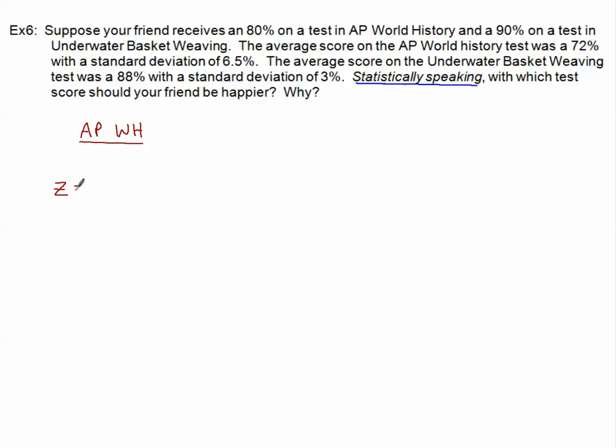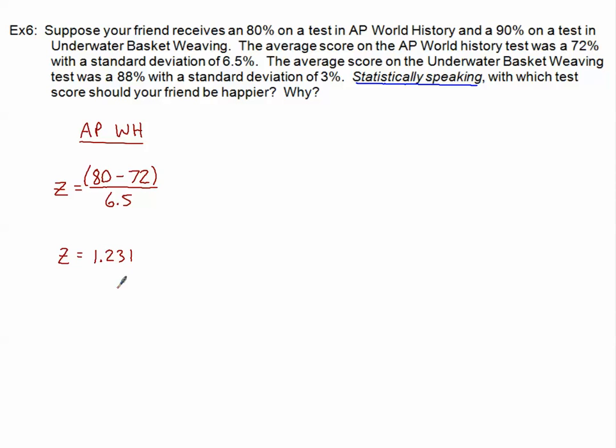The Z-score would be our data point, which, let's see what she got on the AP World History test, an 80. So that's our data point here. She got an 80, or he, I don't know who your friend is. 80 minus, I need our average. The average score on the AP World History was 72. So 80 minus 72 divided by, I need the standard deviation. It says the standard deviation of that test was 6.5%. So if I plug this into our calculator, of course, noting our parentheses there, we get a z-score of 1.231.